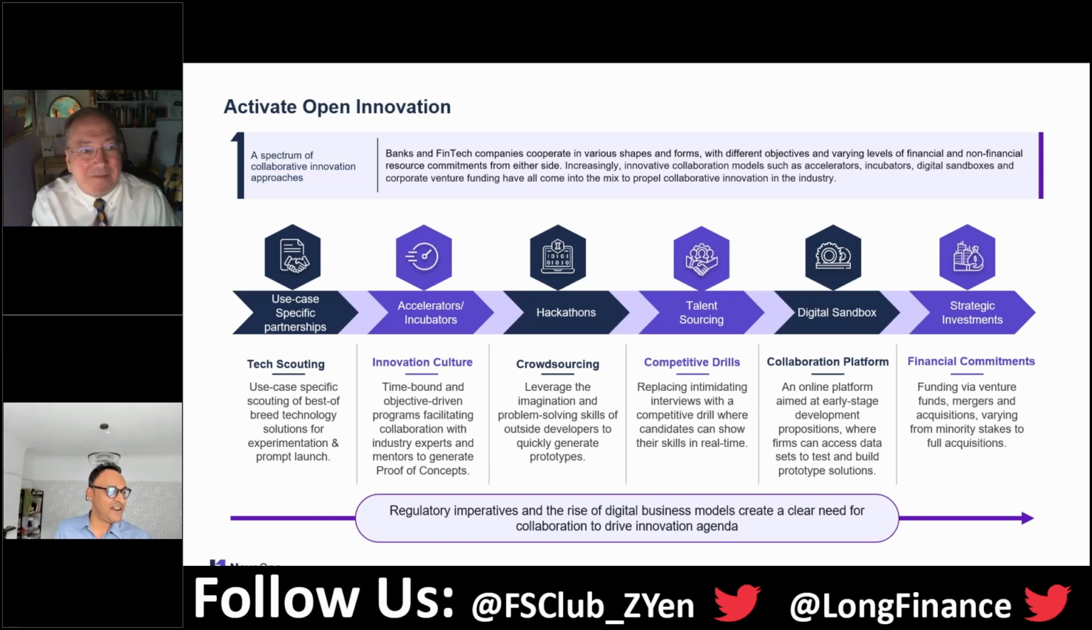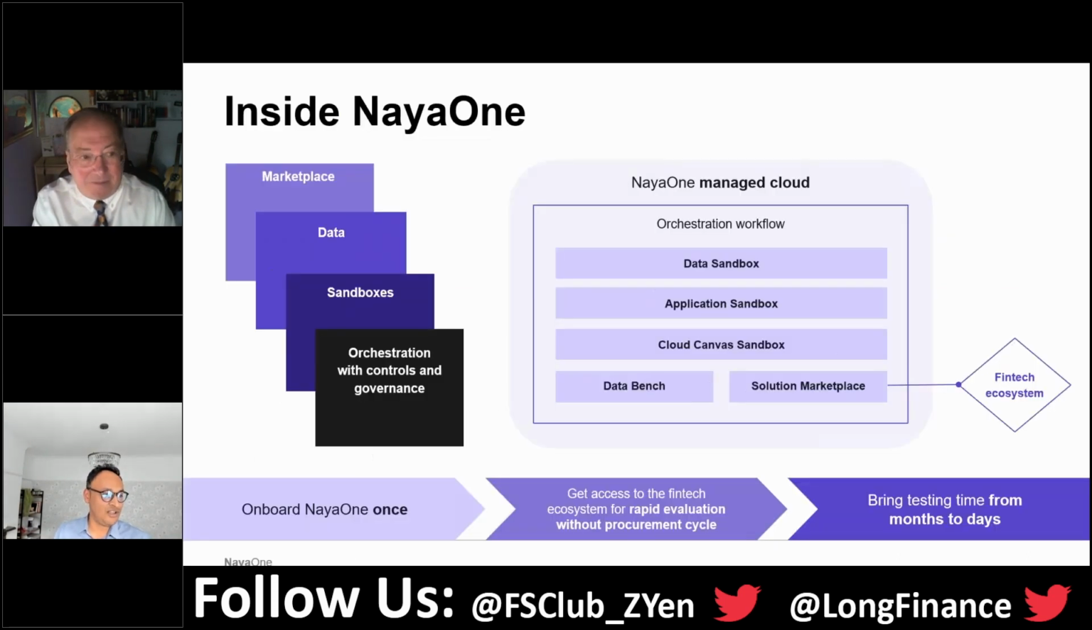And I'll just go to the next slide, which is my final slide, just to explain how we do it and why we're here. NayaOne has two propositions. We have a digital sandbox and we have fintech as a service. The digital sandbox helps you discover and evaluate different third-party providers that can help meet that business outcome and those transformation goals. And fintech as a service is where we help you scale to production where necessary.